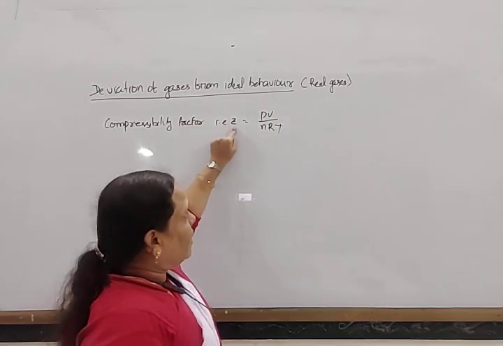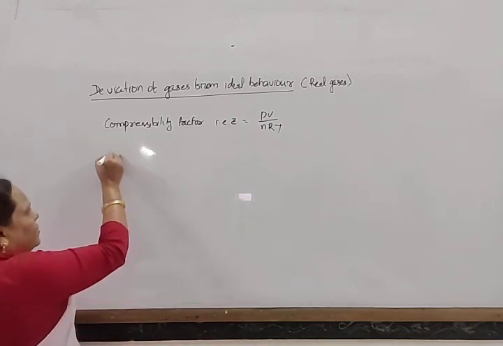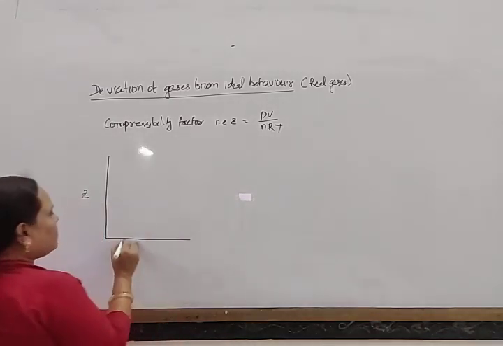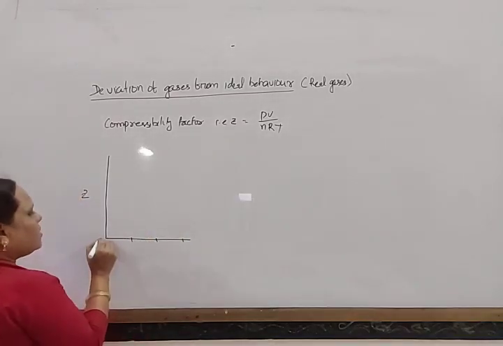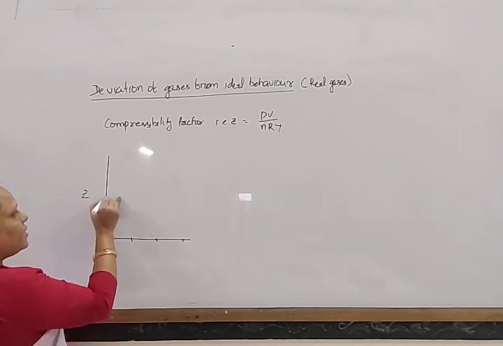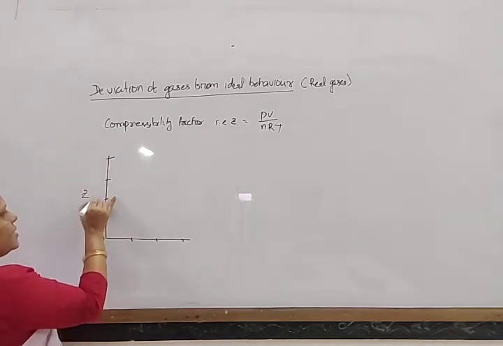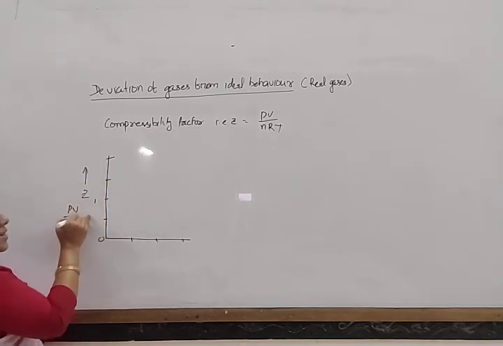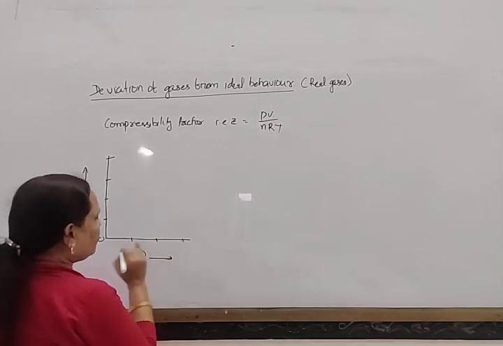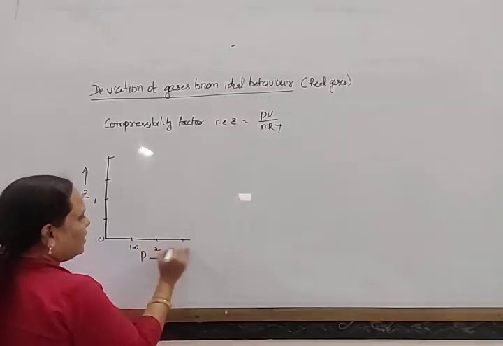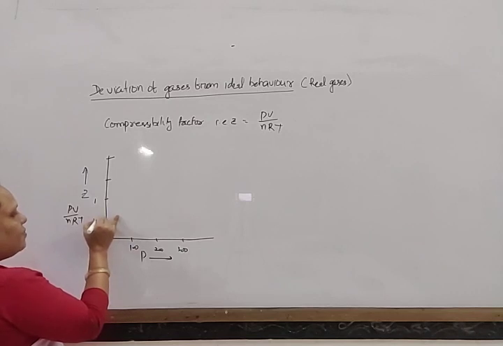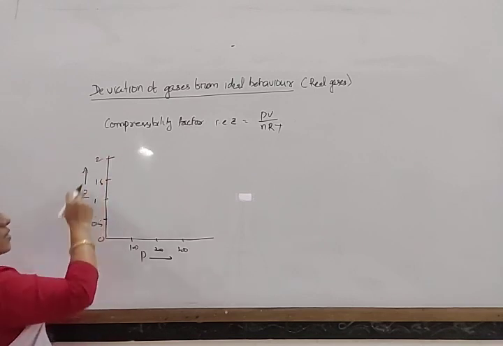If we study the compressibility factor versus pressure graph, here on the y-axis is the Z value, Z equal to PV by nRT, and on the x-axis pressure is taken, 100 atm, 200, 300 in different atmospheres. On the Z axis the values are 0, 0.5, 1, 1.5, 2, and the compressibility values are given.